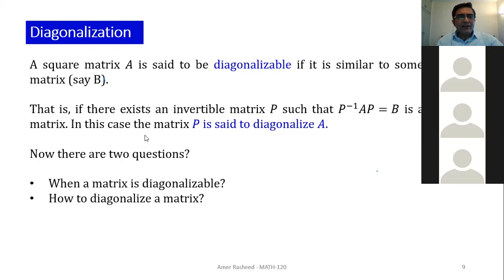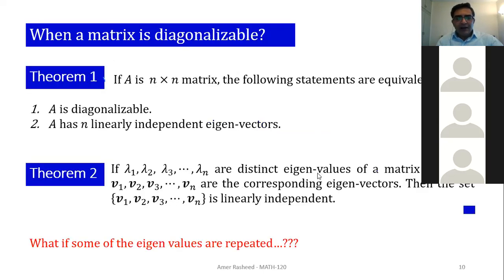Now, a square matrix A is said to be diagonalizable if there exists some matrix P which transforms that matrix A into a diagonal matrix B, where B is similar to A. When a matrix is diagonalizable, there is a theorem. I don't want to discuss this theorem right now. We'll discuss this theorem in the next lecture. For today's lecture, we stop here.